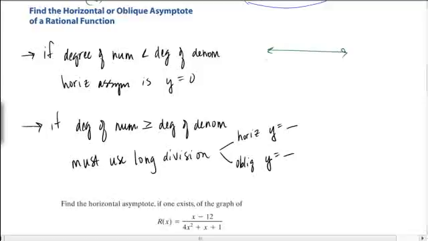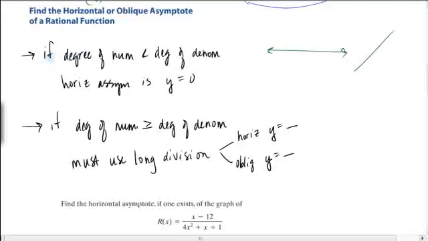Oblique asymptotes are really just a line that has an angle. It's just a line that might look like this. That would be an oblique. Now we have two possibilities here for our asymptotes of rational functions.